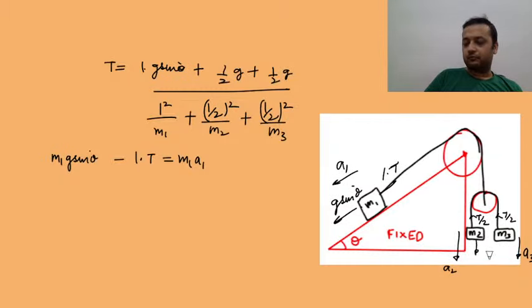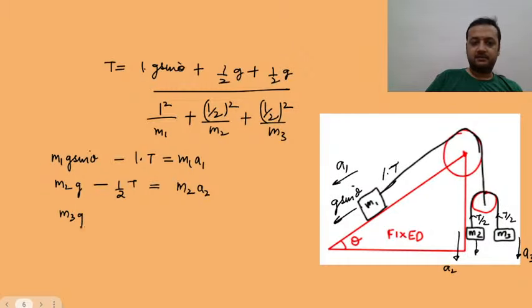For the second block, what would I have written? m2g minus t by 2, that means half into t, equals m2 into a2, right? And for the third, I would have written m3g minus t by 2, m3g minus half into t, equals m3 into a3. So you can see that here, just in the first case, gravity has been replaced by g sine theta, because the force on this axis is not mg, it is mg sine theta.